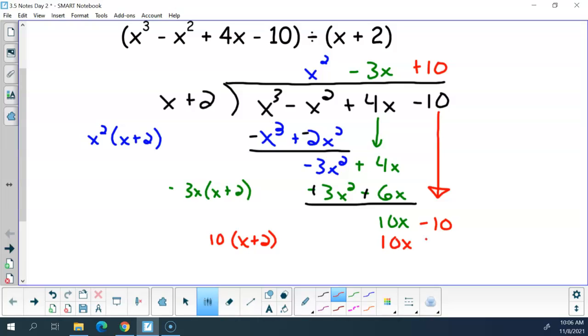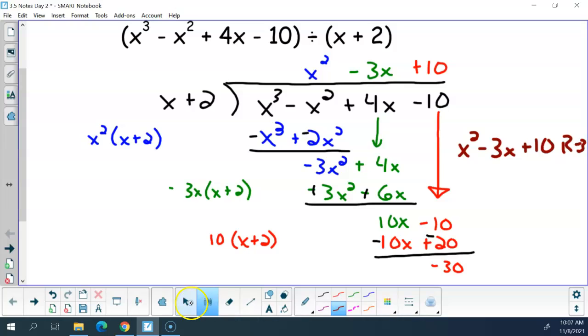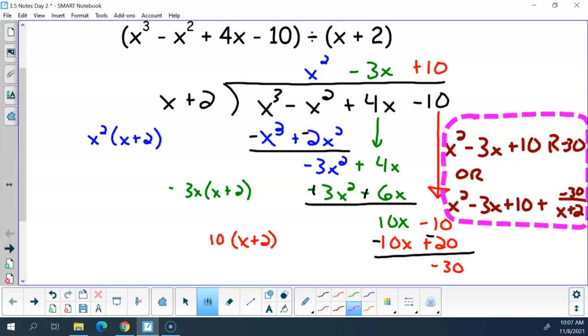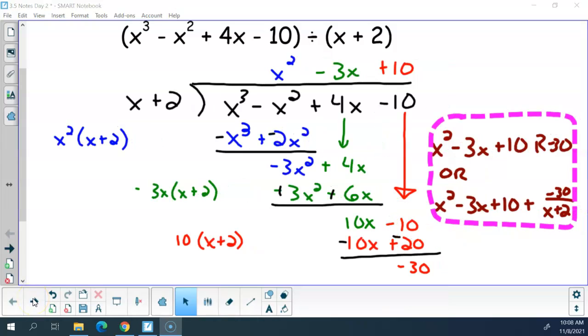So we get x squared minus 3x plus 10, remainder negative 30. I don't know how to do the other one, something with the fraction. It's like x squared minus 3x plus 10, plus remainder negative 30 over x plus 2. Yes? All good? Yeah. Love it.